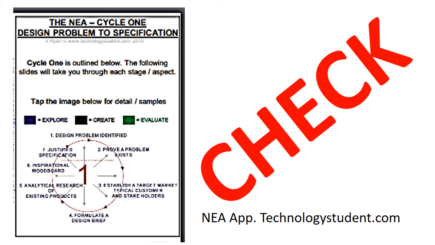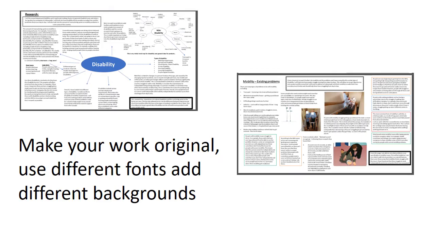Okay, so the next one, we've got the NEA Cycle here, and that's got a list of things that you need to be doing. It says on there, explore, okay, it's kind of a wide brief, but you need to have done a justified specification, prove a problem exists, and so on, so check against that. That is on the technologystudent.com, the NEA app, so that's your working document you need to check against. What I've done is just put in a couple of exemplar sheets here of the first two sheets that you'll be doing. Make your work original, use different fonts and add different backgrounds. Imagine it's like a pitch for your idea.